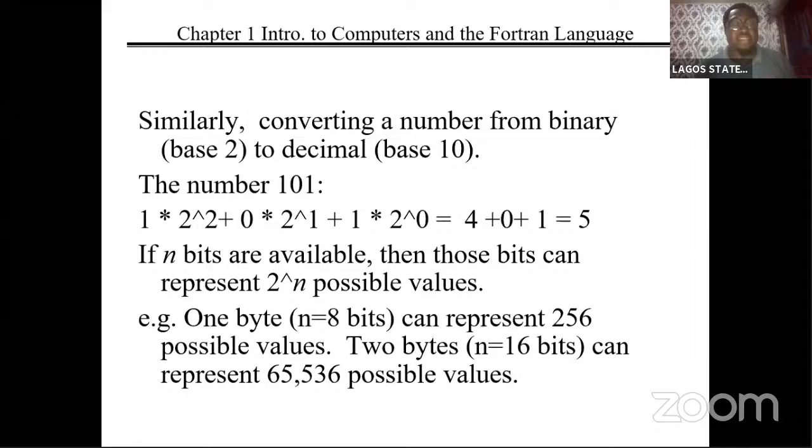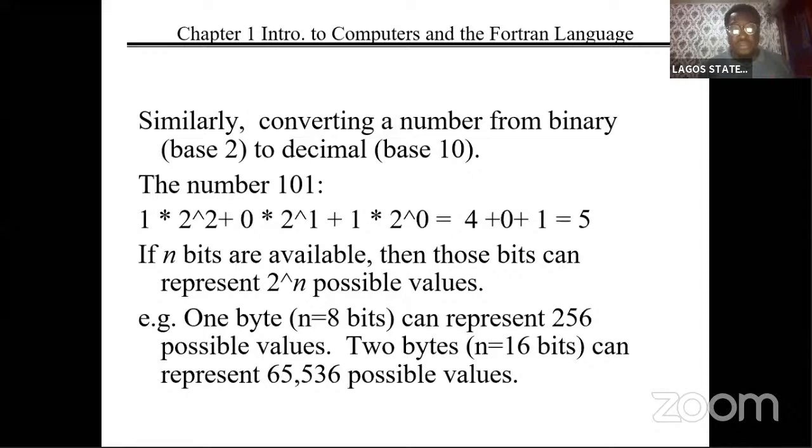So you have 1 asterisk 2 raised to power 2, just in that order. The first one is raised to power 0, then 1, then 2, and you can have this to be 5. So if n bits are available, then those bits can represent 2 raised to power n possible values. Of course, we do know that 1 byte is 8 bits, and that represents 256 possible values.